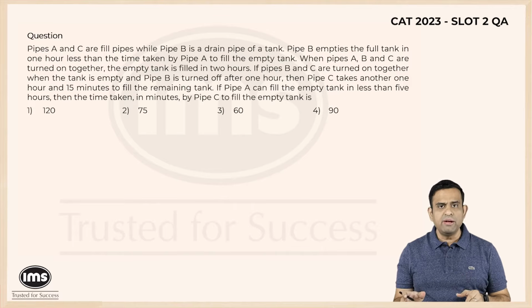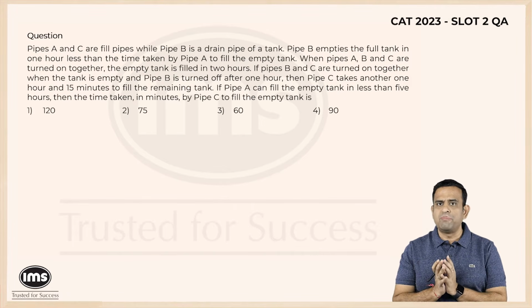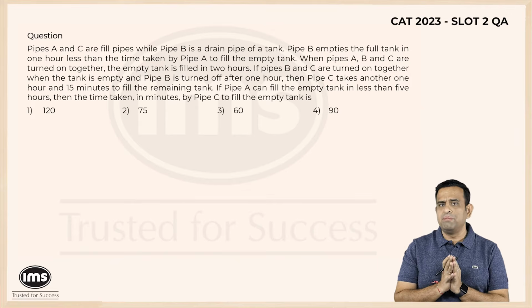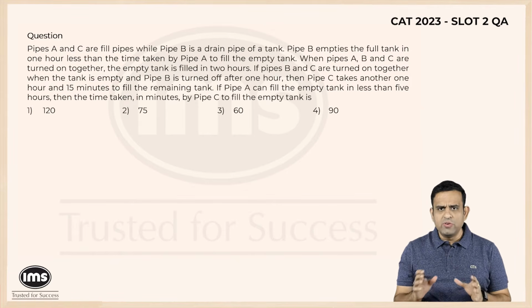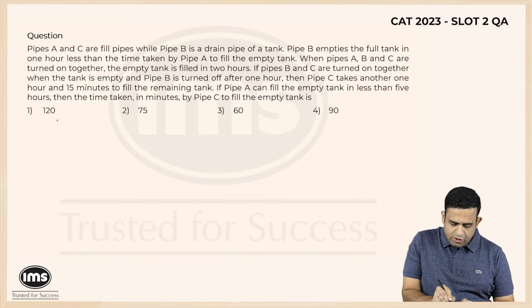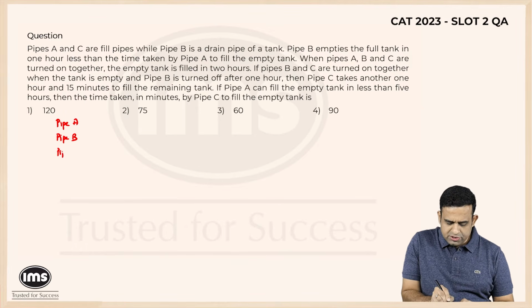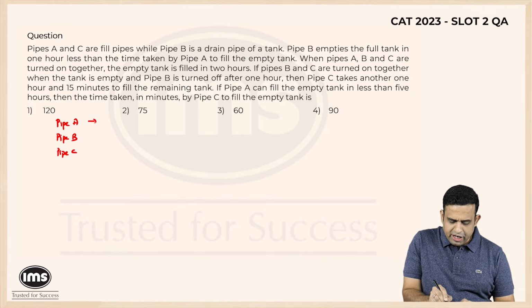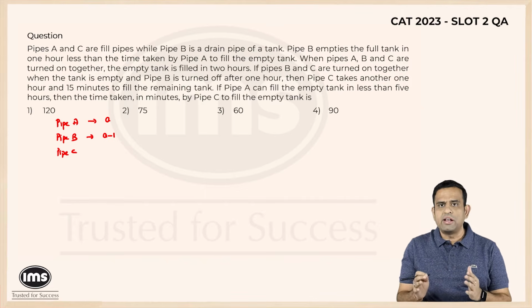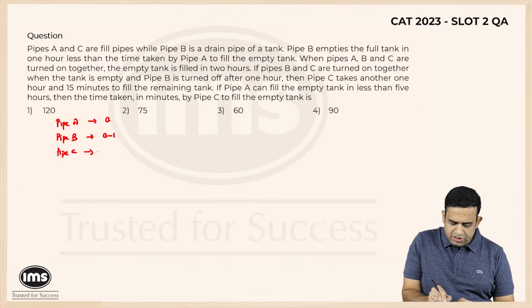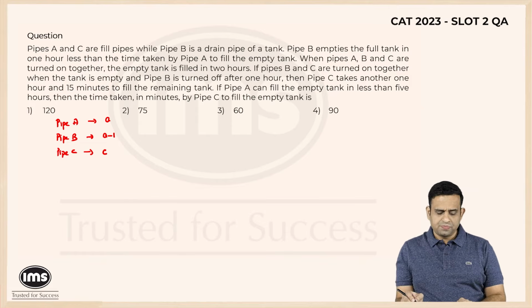So here we have 3 pipes, and we have also been given the comparison between the time taken by pipe B compared to pipe A. So we can reduce it to a 2 variable problem and not a 3 variable one. So let's say pipe A, pipe B, and pipe C. Suppose pipe A takes A hours to fill, in that case pipe B will take A minus 1 hours to drain the entire full tank. And pipe C suppose takes C number of hours.